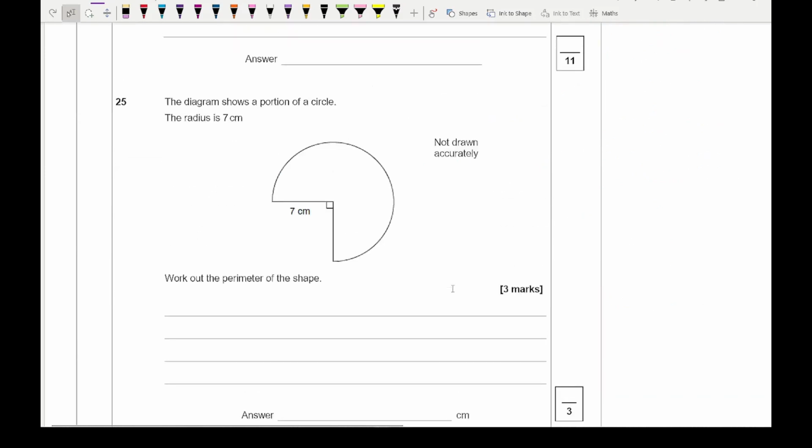Now moving on to question 25, it says the diagram shows a proportion of a circle with a radius of 7 centimeters, and the question is asking us to work out the perimeter of the shape. So for this, we've got three sides of this shape. This side here is 7, and this side here is also going to be 7 because those sides are the radius of the circle. So the only thing that's left for me to work out is what 3/4 of the circumference is going to be. So to work out this orange bit, it's going to be 3/4.